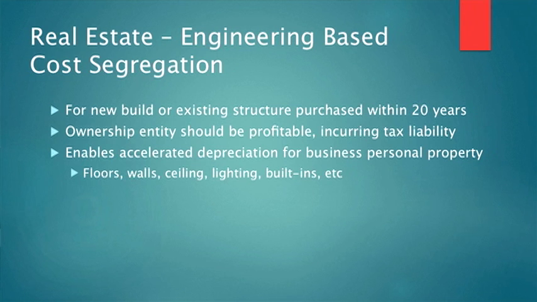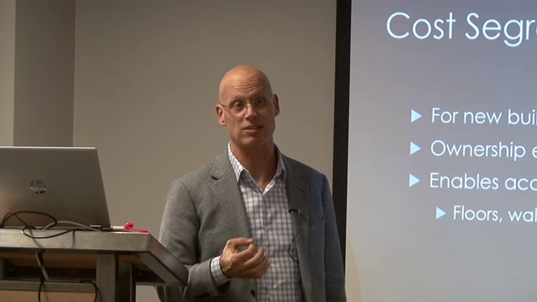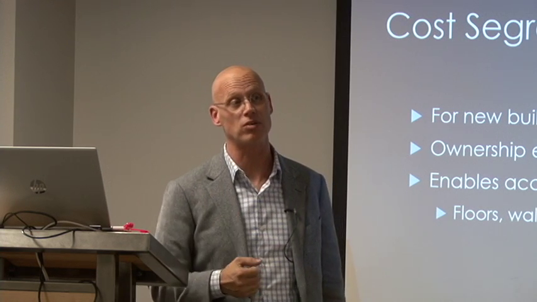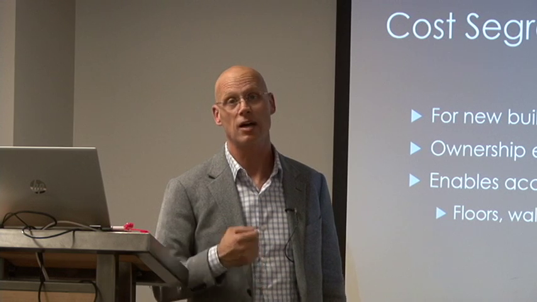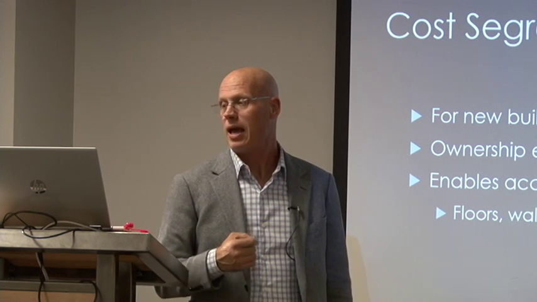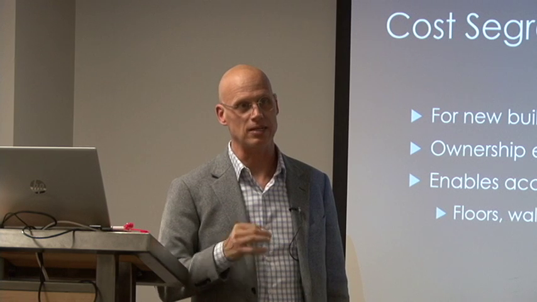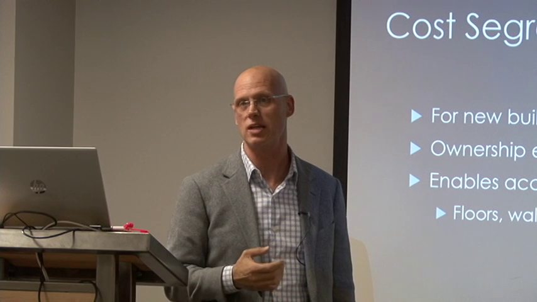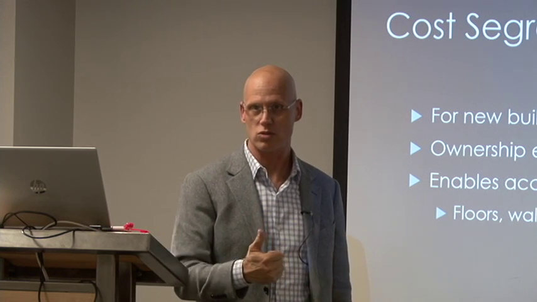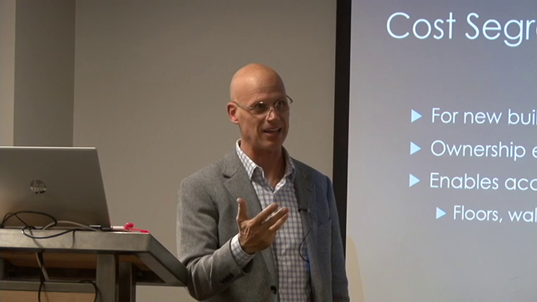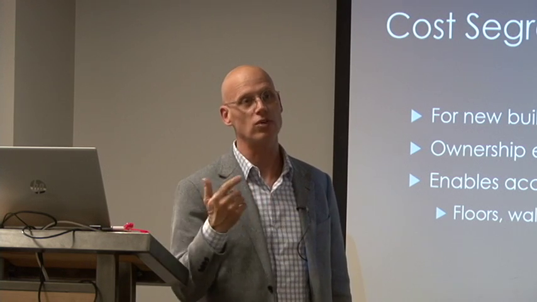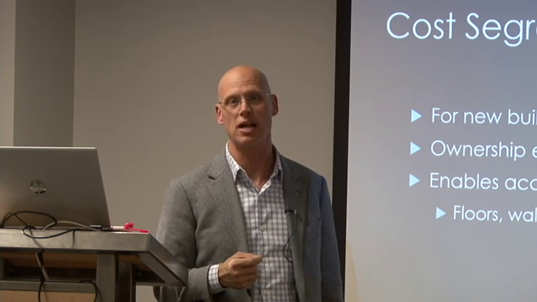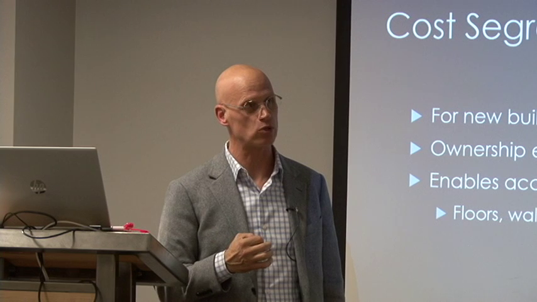This is something that was further enhanced by the Tax Cuts and Jobs Act, which created opportunity zones. So they doubled the amount of accelerated depreciation that building owners can take. And business personal property is the type of property that we're discussing here. If you look around the room that you're sitting in, it probably has floors, walls, ceiling, lighting, possibly built-ins. All of those things and more, in many cases, landscaping outside the building, etc. All of that is considered business personal property.